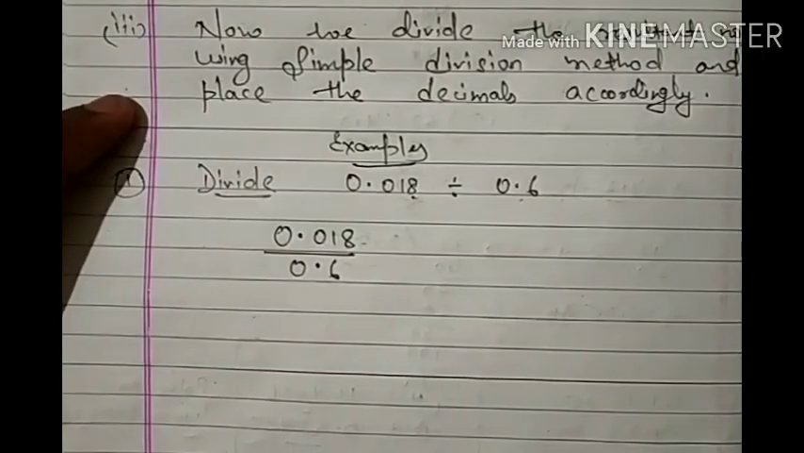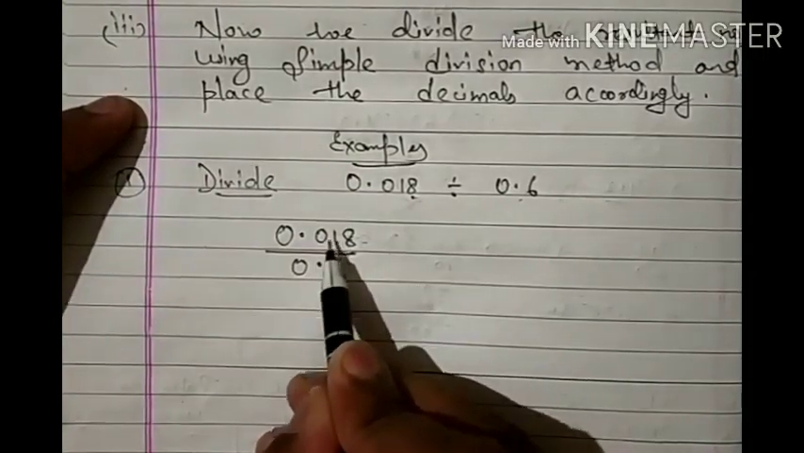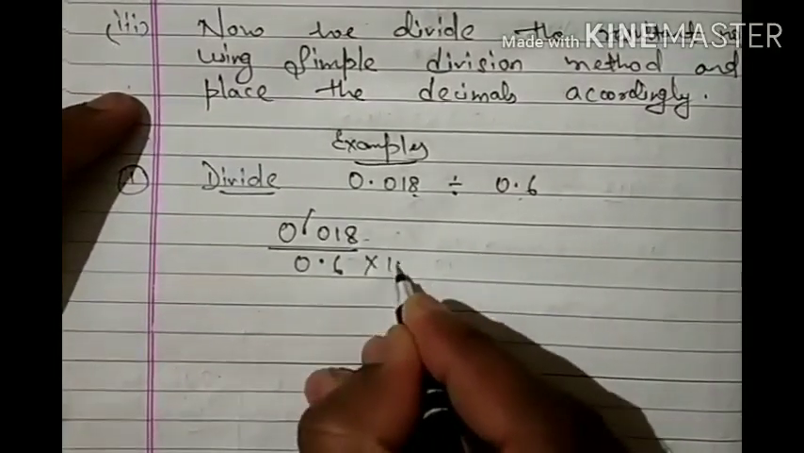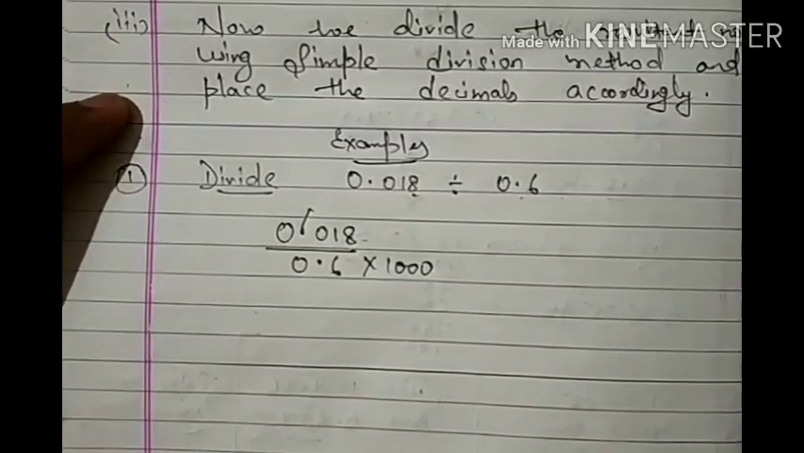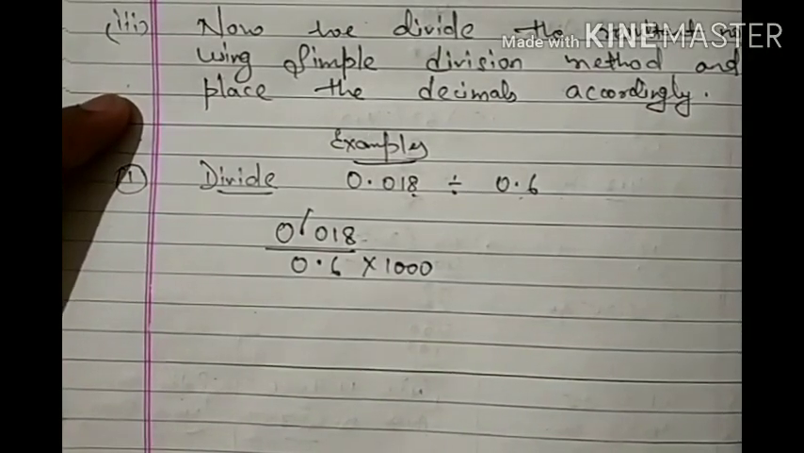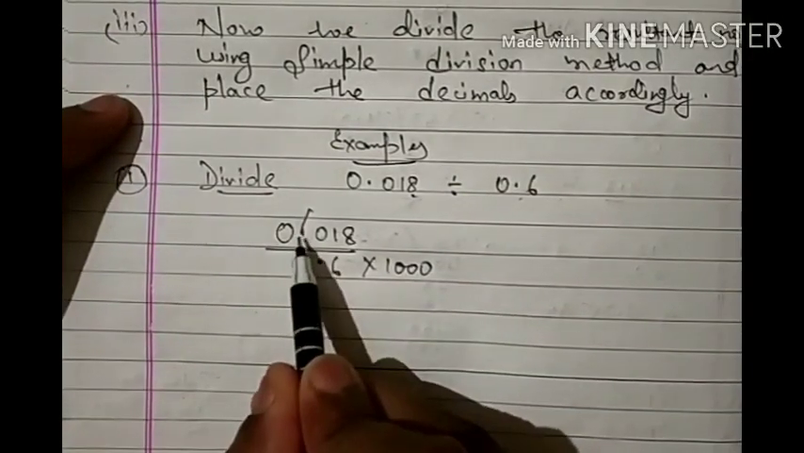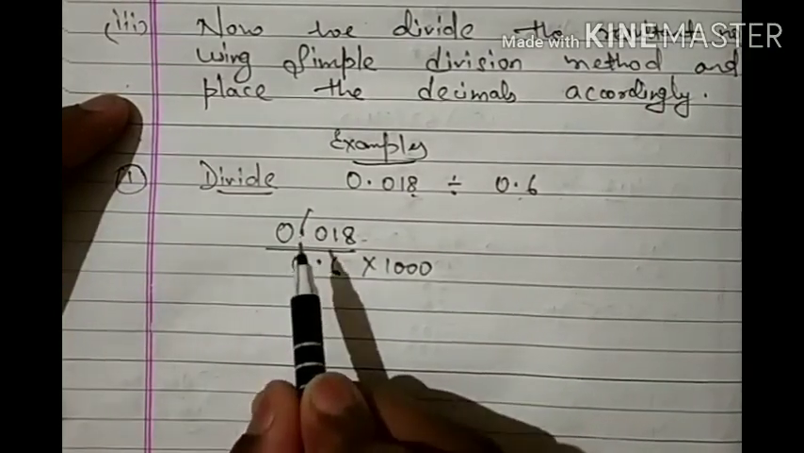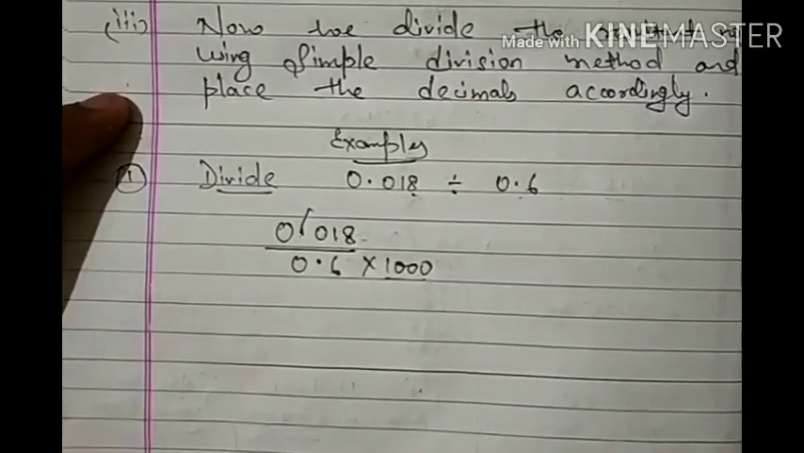So how will we eliminate the decimal? Ones, tens, hundred, thousand. If we remove this decimal, we will have to put 1000 over here. I hope it is clear to everyone, because this decimal is in the thousandth place. Ones, tens, hundred, thousandth place. That is, we will place 1000 over here.